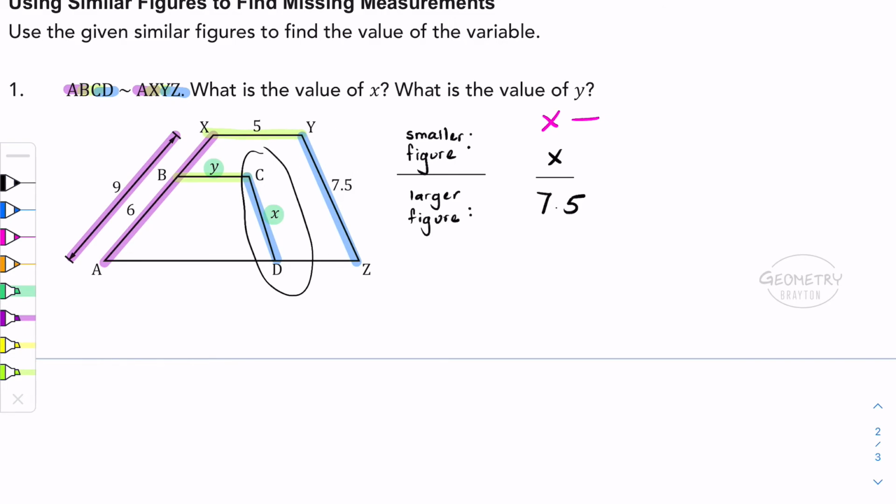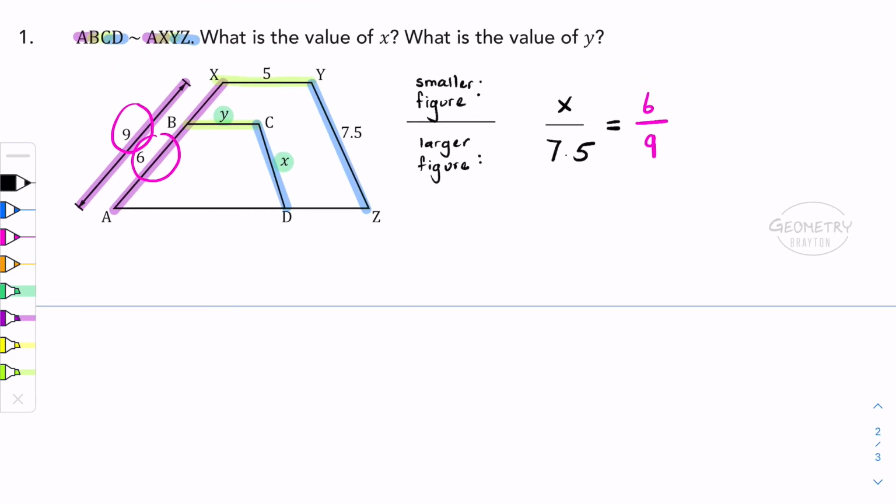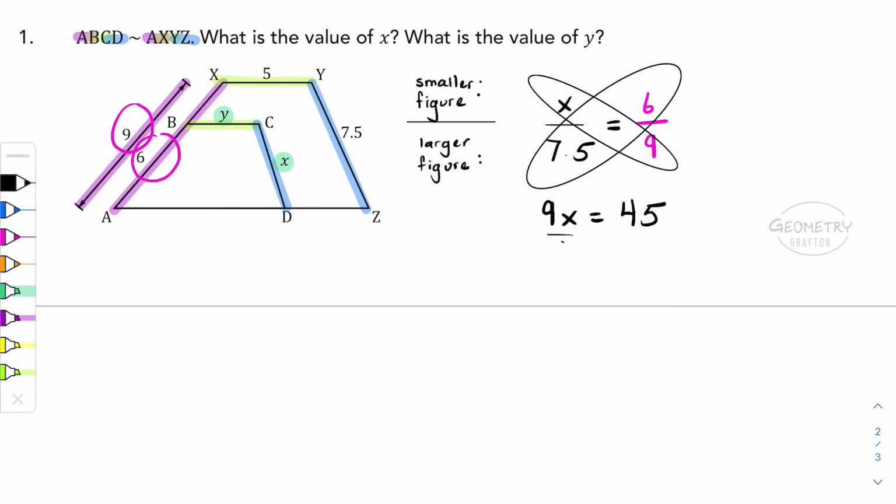Now, if this figure is similar, then you can use any other side length and set up a proportion, because remember, all sides are proportional. So the only other side length I can use is over here. I know the short side is 6. I know the large side is 9. Now I can cross multiply. And this is going to give me 9x is equal to 6 times 7.5, which is 45. Divide both sides by 9, and x is equal to 5.